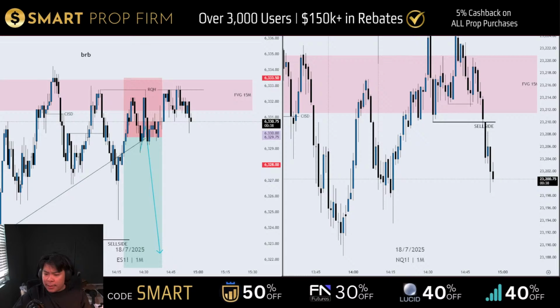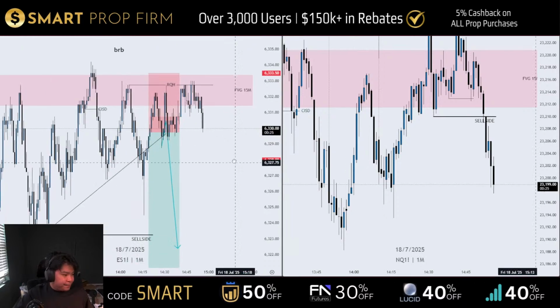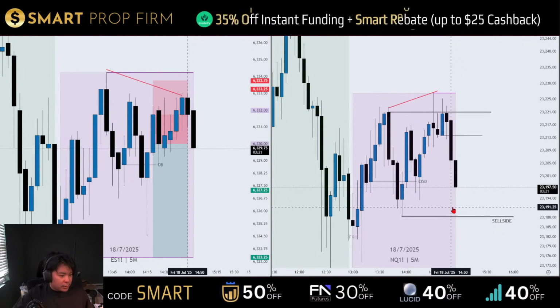Did Trump say anything, by the way? Let's see if we get some follow through here. I feel pretty good for low right now. For these lows.